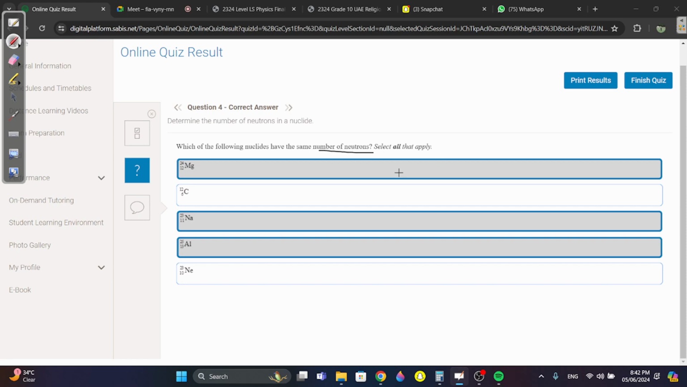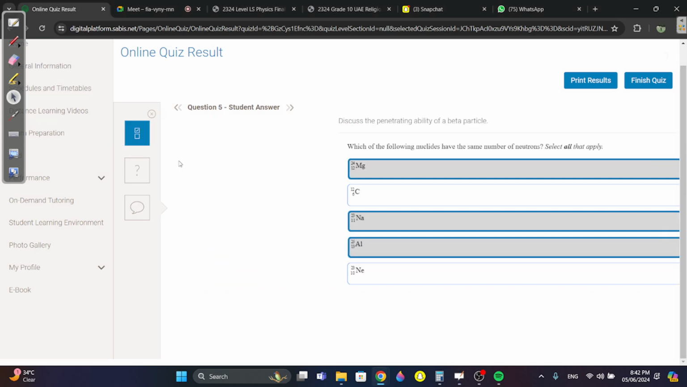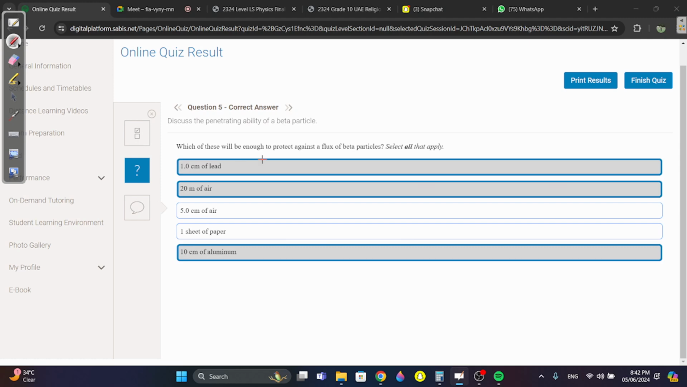Which of the following have the same number of neutrons? Just subtract and see which ones have the same. This is 12, this is 12, this is 12. Just subtract. 5, I guess.